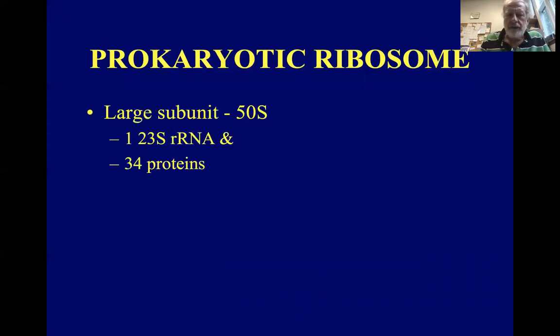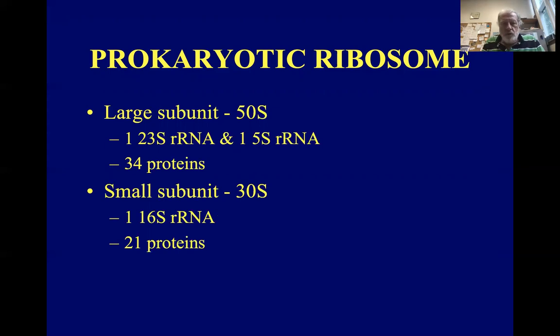The prokaryotic ribosome, of course, has a large and small subunit, and this shows you what ribosomal RNA molecules and proteins are involved in each subunit. Remember, these subunits stay apart unless translation is occurring. And these Svedberg units are not additive, so the whole ribosome is 70S.